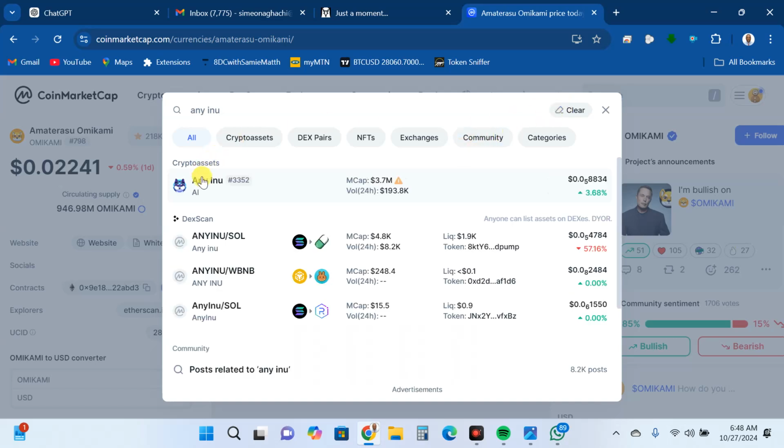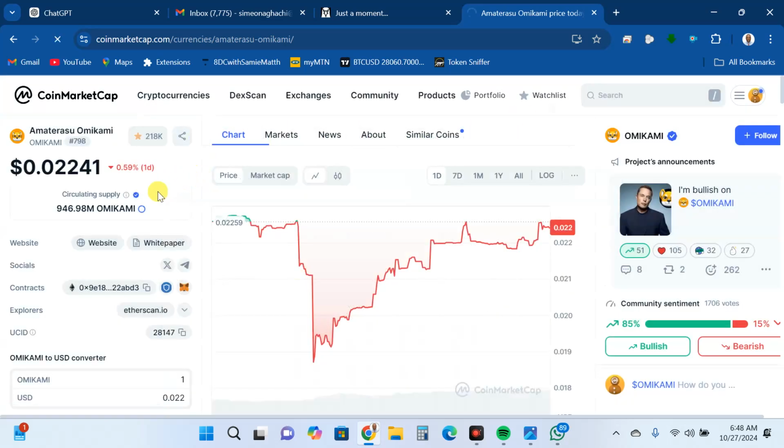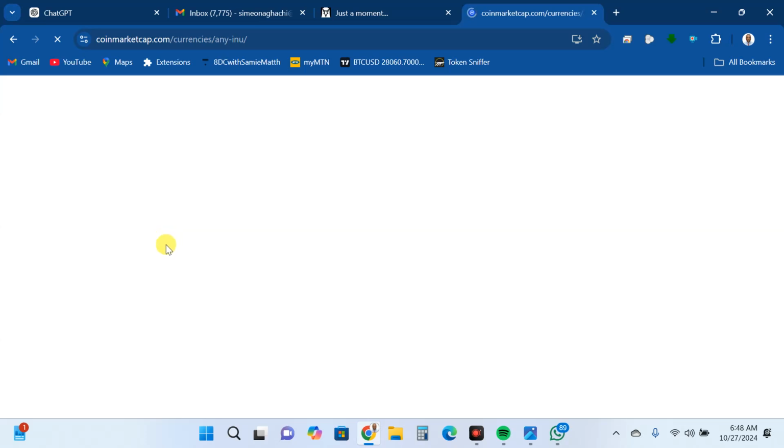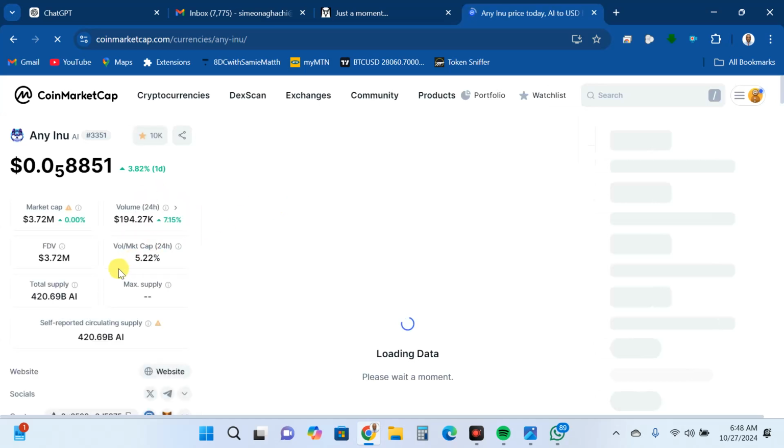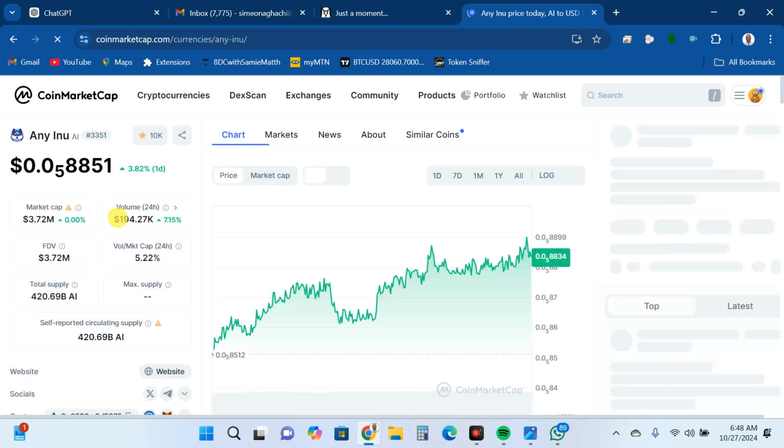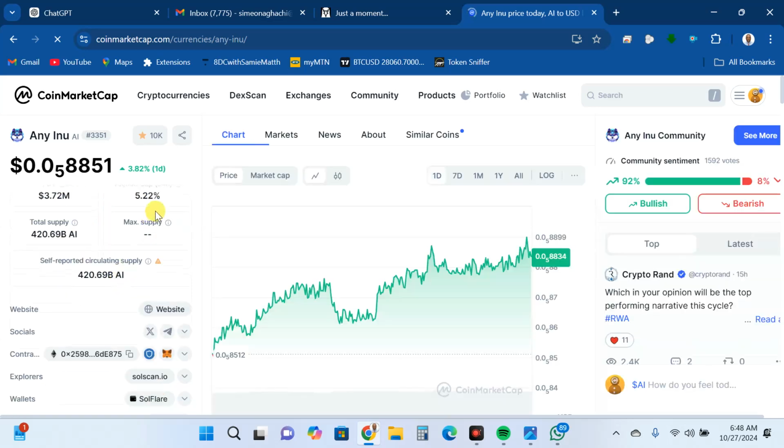You see where I'm typing the name of the coin. So this is the coin. If you bring up a coin that is built on different blockchains, like a coin that has multi chains, you are going to see the different chains on which it exists. You can see the supply metrics of this coin. The max supply isn't showing, but the total supply and the circulating supply are the same.